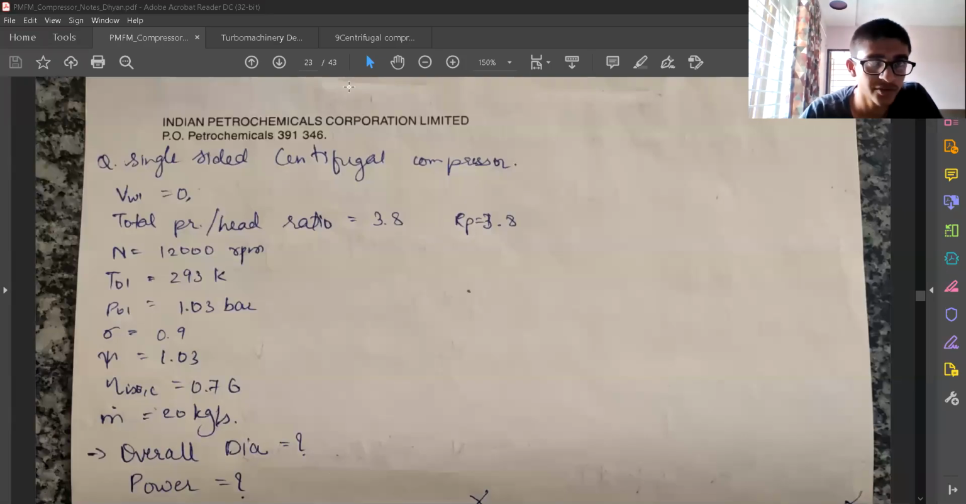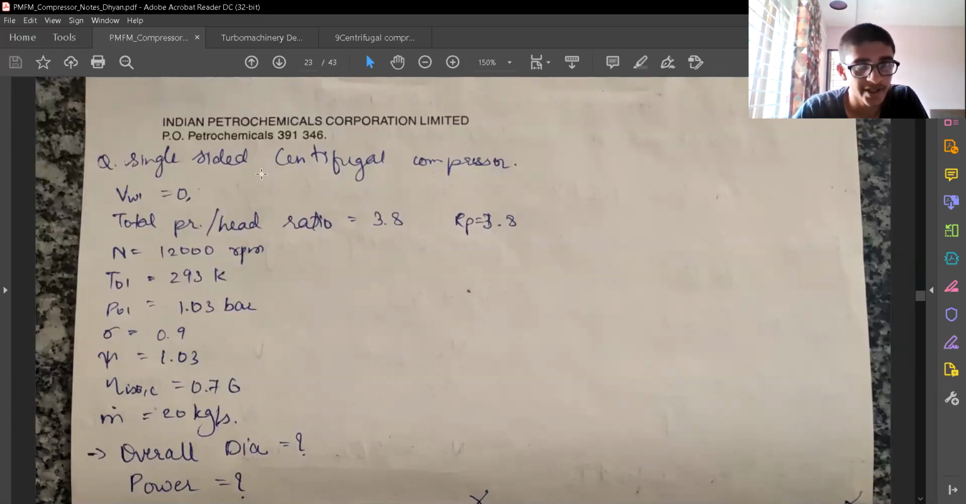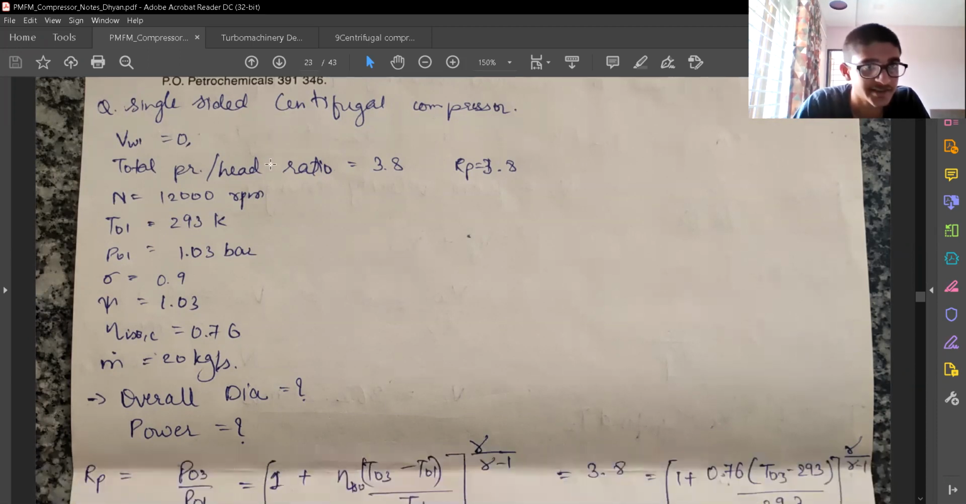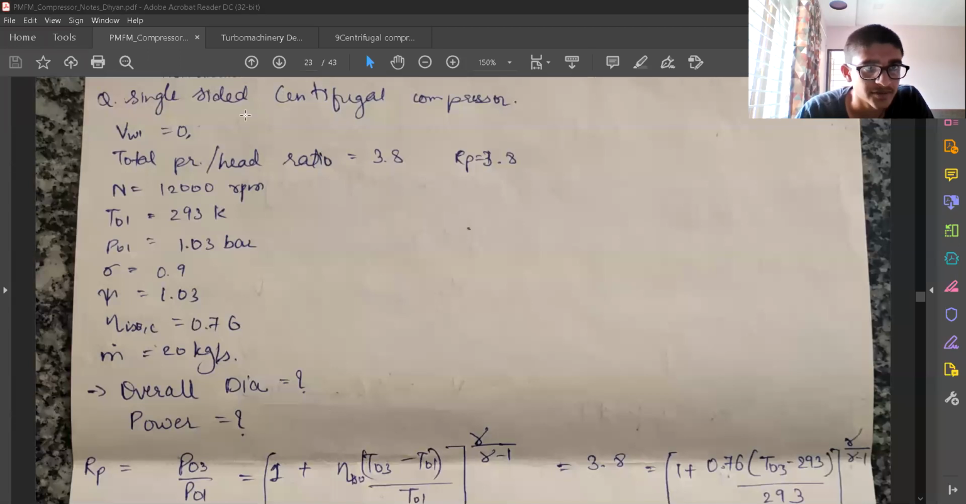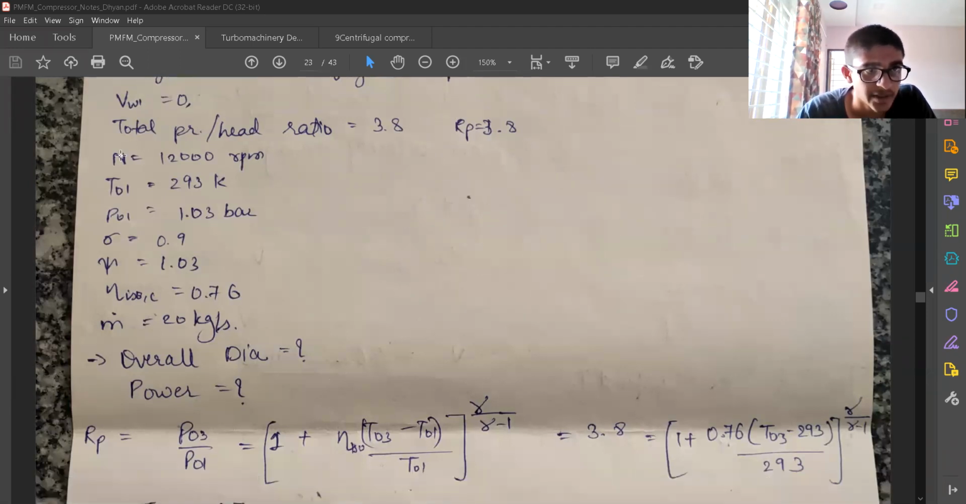So now we are going to look at two numericals related to centrifugal compressor. So let's see what are the given things. We are given VW1 is equal to 0, total pressure or head ratio. Pressure ratio and head ratio are going to be equal, and that is equal to 3.8, and we can also write RP as the pressure ratio. N is the speed of the impeller, rotational speed, that is 12,000 RPM.